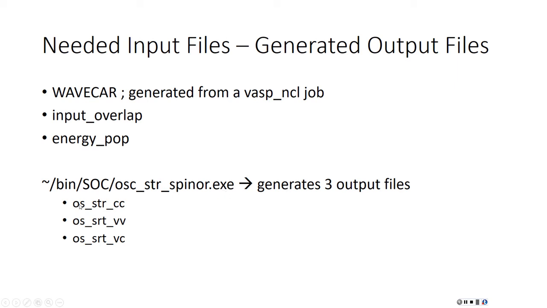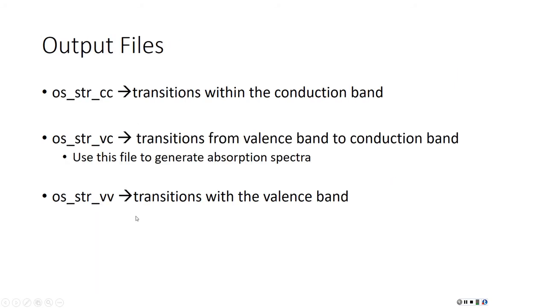And then it generates 3 output files. Oscillator strength CC, oscillator strength VV, oscillator strength VC. Which stands for? Oh, okay.